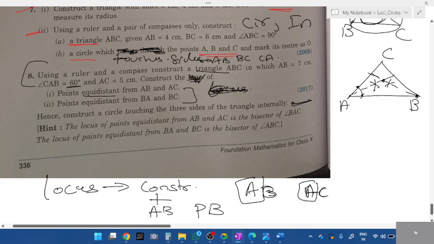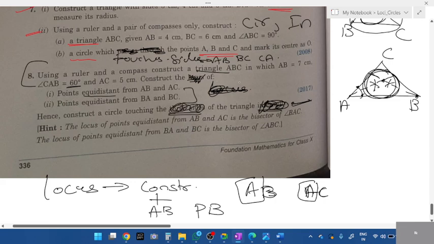Next, construct a circle touching three sides. When it is sides, what is it? Incircle, right? When it's touching the sides, it is an incircle. And we also know that even if they don't give this, there's another word called internally. Internal is inside or outside? Internal is inside. External is outside. Even if these three sides are not given, fine.